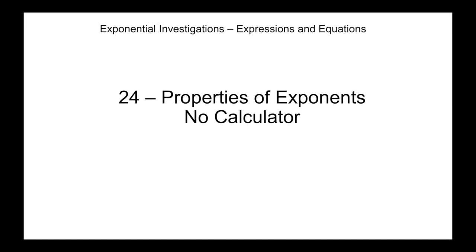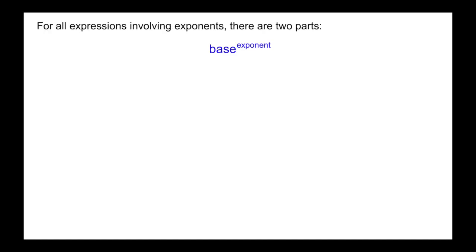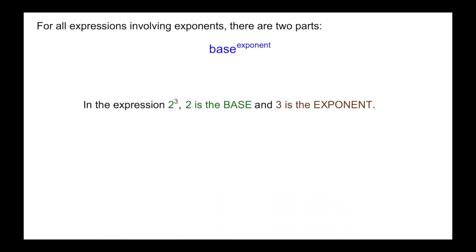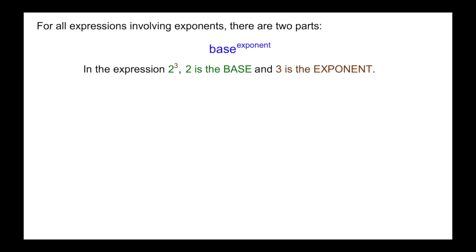In section 24, we will review the properties of exponents. The use of the calculator is not allowed in this section. So for all expressions that involve exponents, there are two parts. We need to identify which one is the base and which is the exponent. In the expression 2 to the third, 2 would be considered the base and 3 would be considered the exponent.